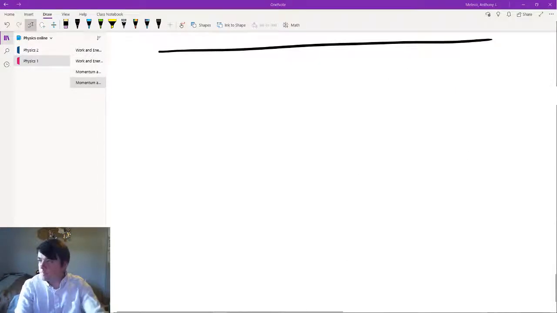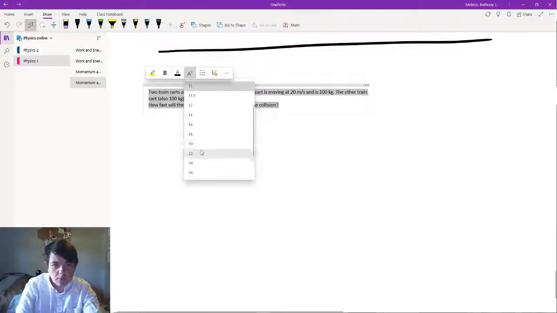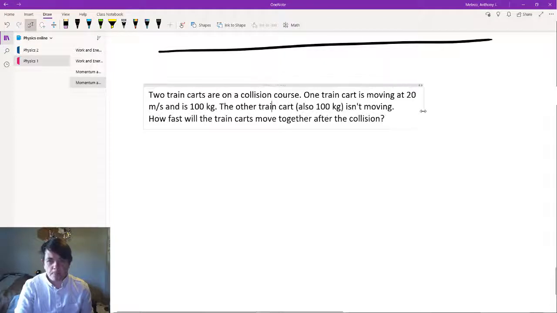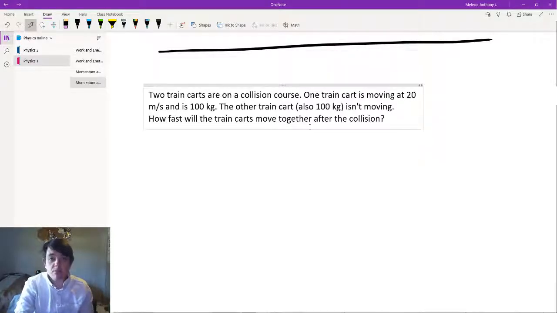Next up, we're going to start collisions. So in this example, we've got 2 train carts that are on a collision course. One train cart is moving at 20 meters per second. It is 100 kilograms. The other train cart, also 100 kilograms, isn't moving. So how fast will the train carts move together after the collision?